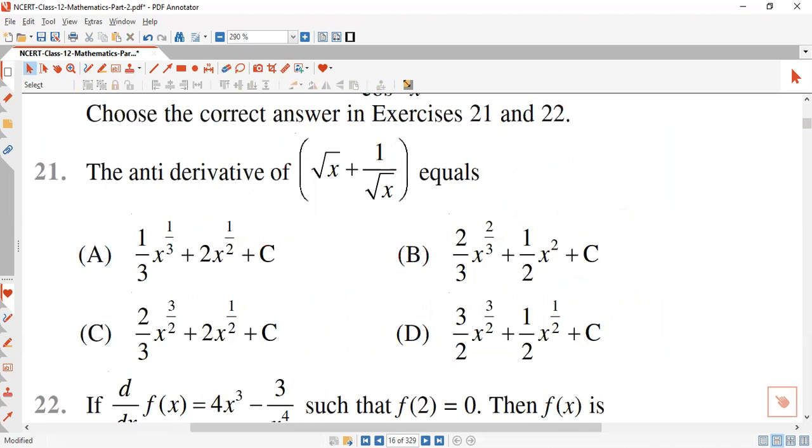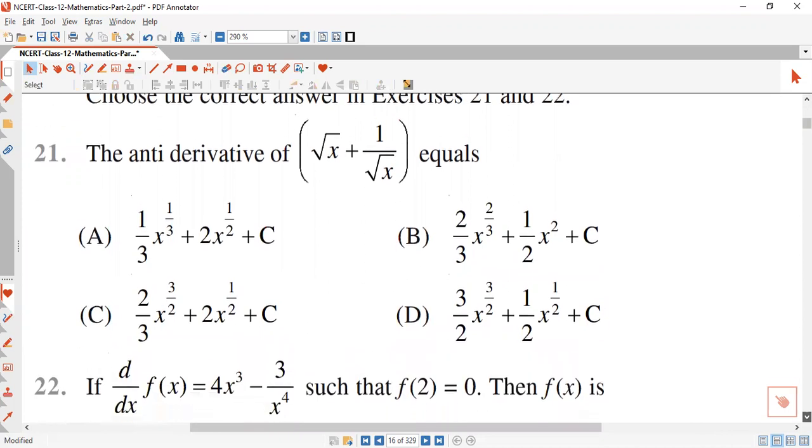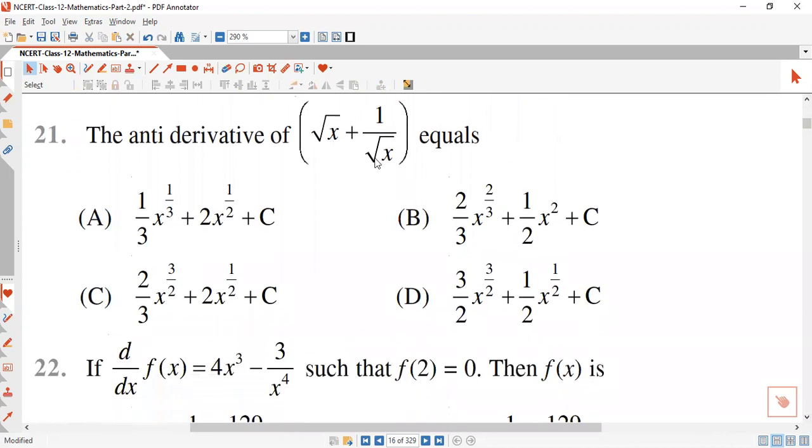Question number 21, we have done up to 20. The antiderivative of root x plus 1 upon root x equals which of a, b, c, d? These four options are given to you. We have to just find the integration here; the options are not important to us.